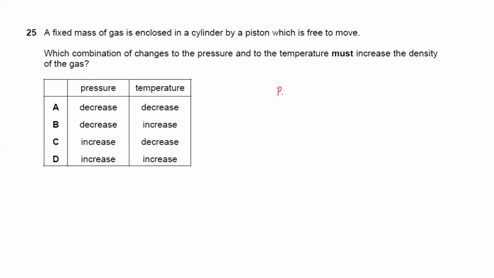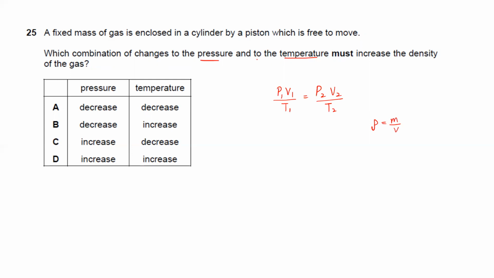by a piston. So remember, P1 V1 over T1 equals P2 V2 over T2. So the fixed mass of gas changes in pressure and temperature. So we are allowed to basically change the pressure and temperature. And remember, density equals mass per unit volume.